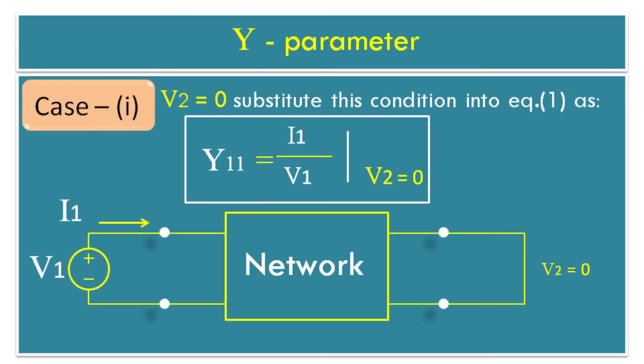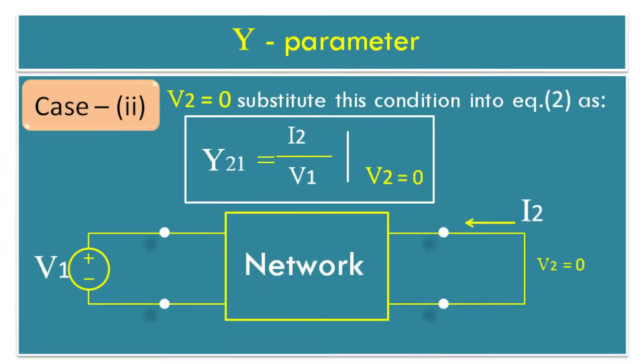Now substitute voltage V2 is equal to 0 into equation 1 of Y parameters. We get short circuit admittance parameter Y11 is equal to I1 upon V1, where voltage V2 at port 2 is 0. Now refer to the two-port network diagram. Voltage V2 is equal to 0 means port 2 is short circuited and we are obtaining Y11 at port 1 only using current I1 and voltage V1.